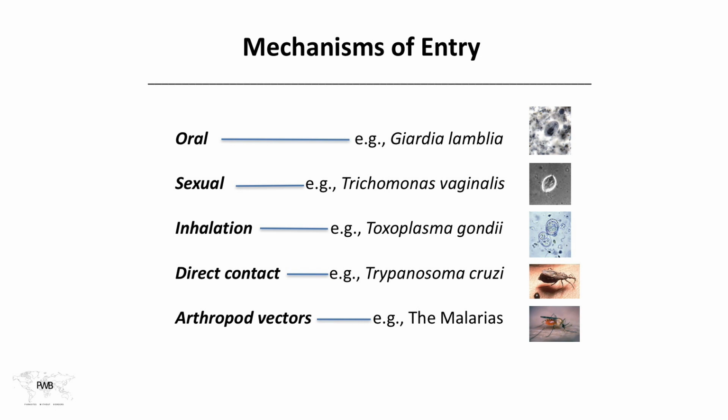We have direct contact, where the organism must encounter a mucous membrane in order to infect. In this case, it's a protozoan infection that's found throughout South and Central America. And finally, we have arthropod vectors, of course, as we've discussed earlier. These are insects, or organisms with jointed legs, that would come over and bite us, deposit a larva on our skin, or inject a protozoan directly into our blood supply.